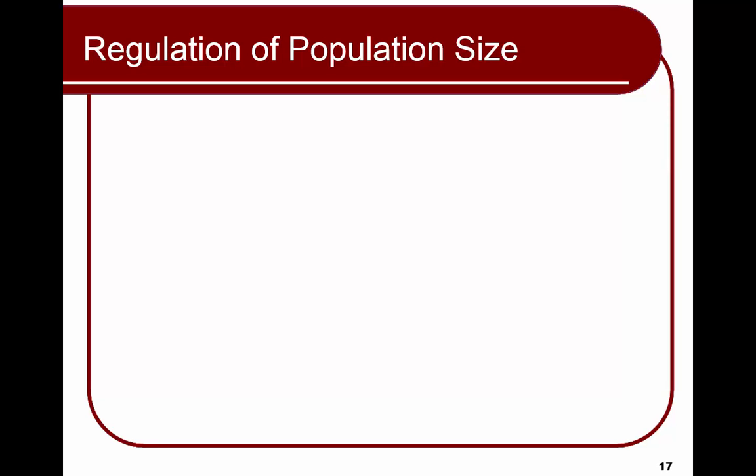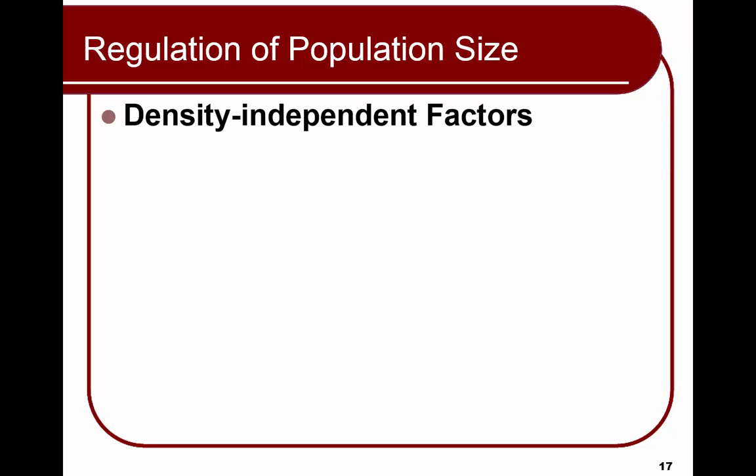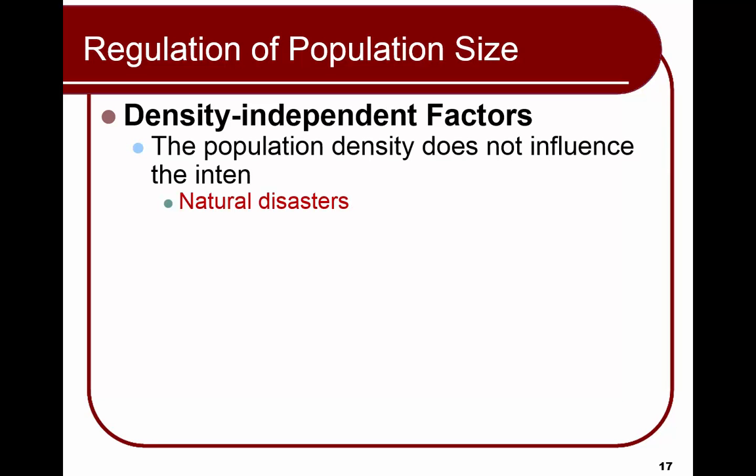Now, how can we regulate population size? Well, there are density independent factors. These are abiotic factors, things that are non-living. The population density does not influence the intensity of the factor's effect. As I said, abiotic: natural disasters, storms, fires, floods, tornadoes, hurricanes, volcanic eruptions. Those are going to have the same effect if the population is big or small.